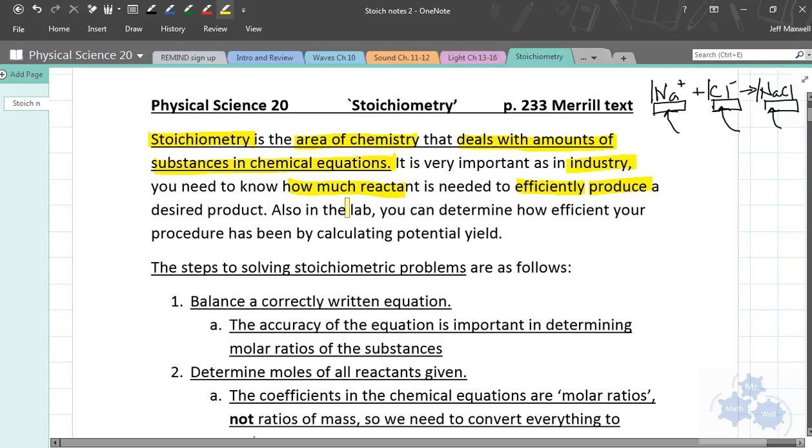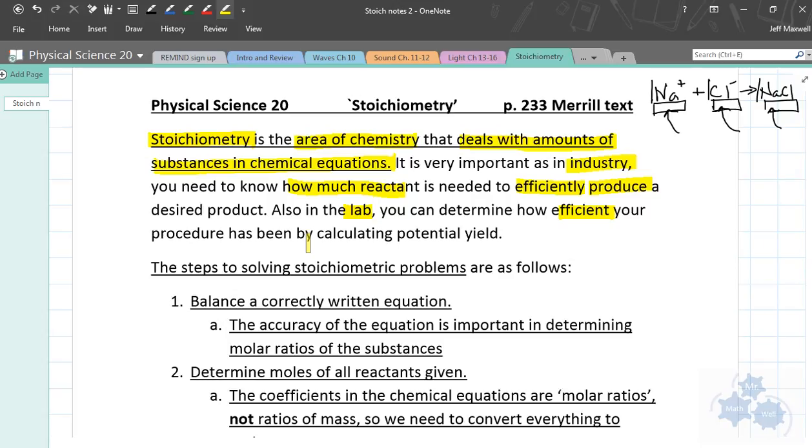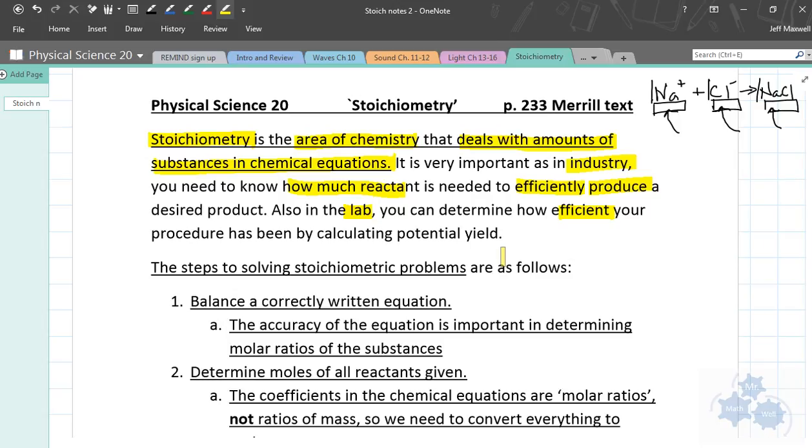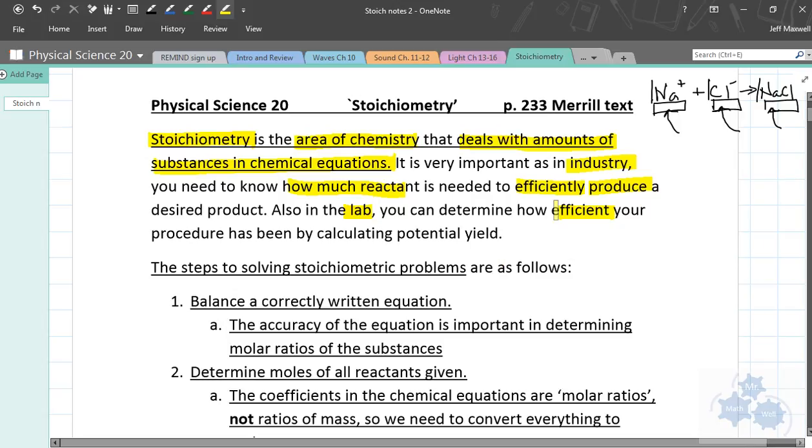Also in the lab, when we're doing an experiment, you can determine how efficient your procedure was. In Chemistry 30 next year, if you're going to take it, which most of you probably are, we have a big solubility lab towards the end of the semester, and we do this. We measure out the mass of reactants, you react them, then we collect the product, take the mass of the product, and determine how efficient your experiment was. So that's what we're going to do in the next class.